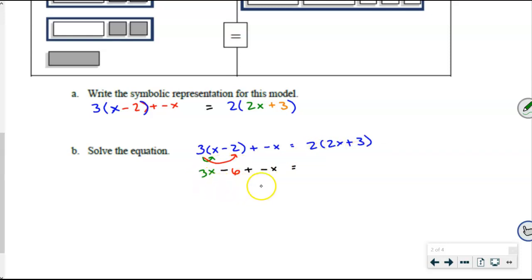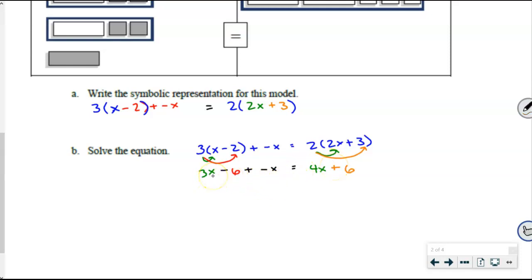You can simplify this one all the way down if you want, but since I'm lazy and don't want to take up a whole bunch of space, I'm going to try and do one simplifying step here as well. So I have 2 groups of 2x, which means I have 4x, and 2 groups of 3, which means I have 6.